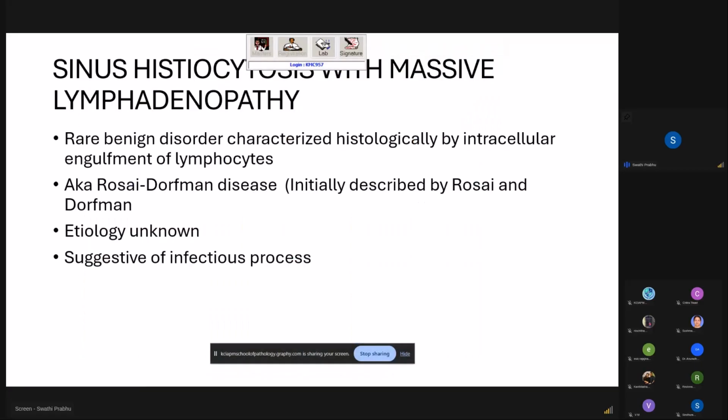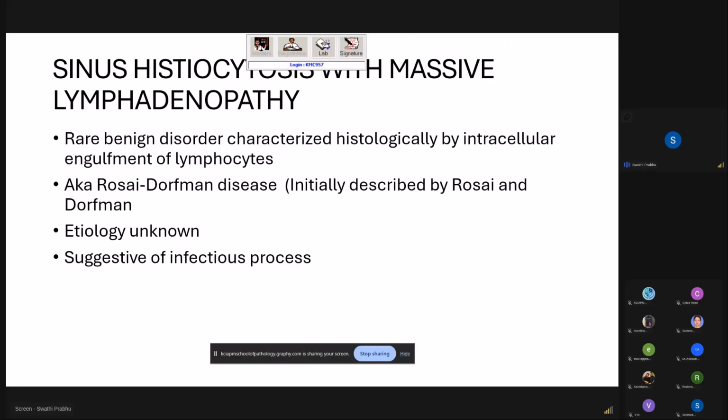So coming to the differential diagnosis, I agree the diagnosis was sinus histiocytosis with massive lymphadenopathy, but even reactive non-specific sinus histiocytosis will come into the DD in this case. But we have to put specific markers to prove that it is a benign process, that is Rosai-Dorfman disease. This is a benign disorder where there is a lot of intracellular engulfment of lymphocytes by the histiocytes, also known as Rosai-Dorfman disease, as it was initially described by Rosai and Dorfman.